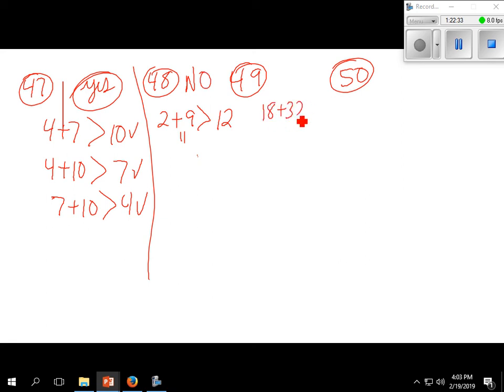18 plus 32 should be greater than 14. And it is. Then 14 plus 18 should be greater than 32. 14 plus 18 is 32. 32 is not greater than 32. So no, there is no triangle in the world that has sides 14, 18, and 32.